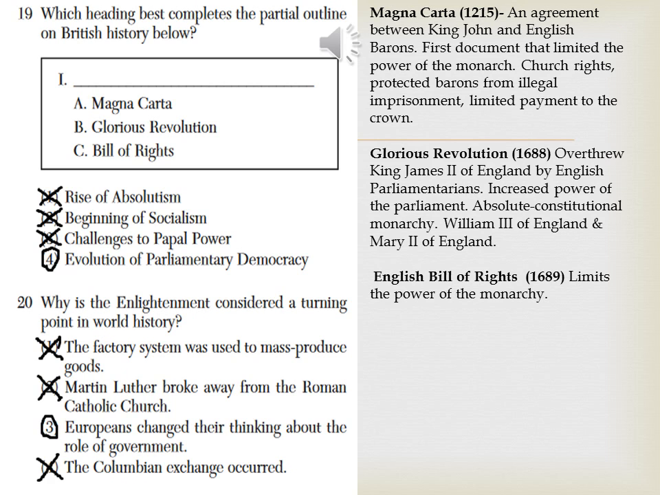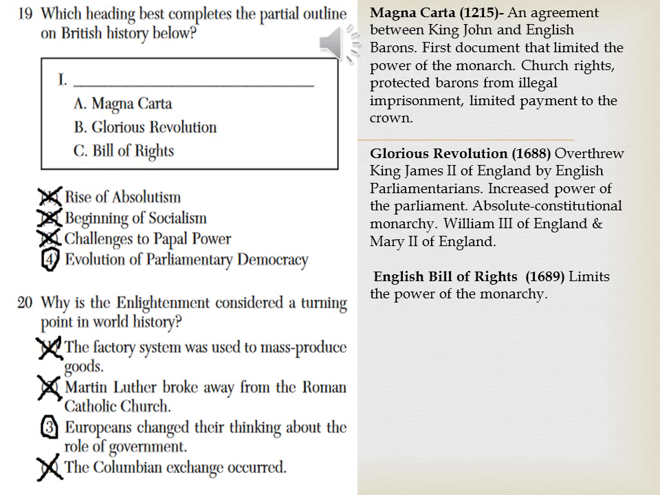Question number 19. Which heading best completes the partial outline on British history below? When it comes to British history, I feel like many schools kind of skip over this topic and don't cover it as much as they should. And as a result, many students, from my experience, don't know that much about British history. I'm guilty of that myself. I remember when I used to go to high school, British history was one of my weaknesses. So I had to catch up on it when I went to college.